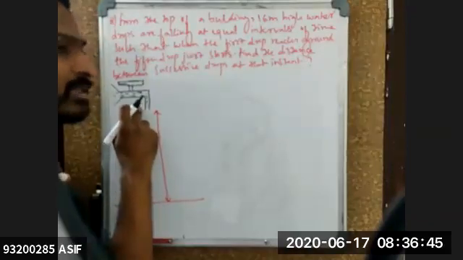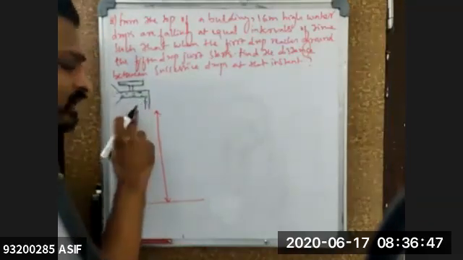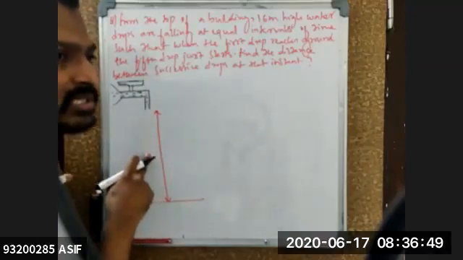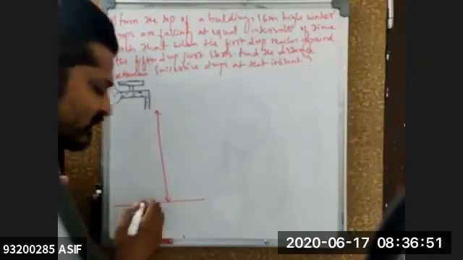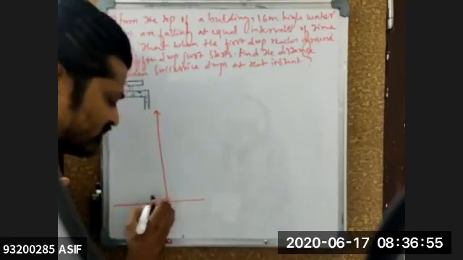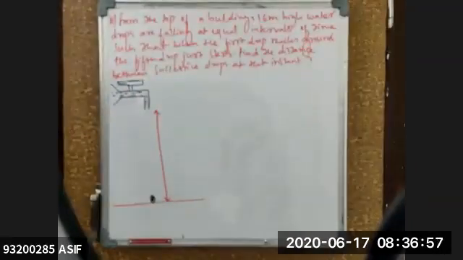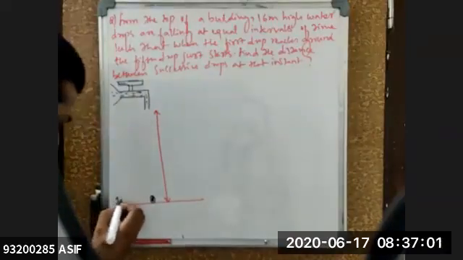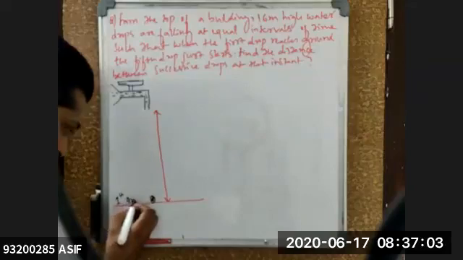Then by the time the third drop has started, how much distance has the first drop traveled? 3t naught. Like that it is reaching. So that means the first drop, when it reaches the ground right now, this is your first drop. So right here right now, this one is your first drop.